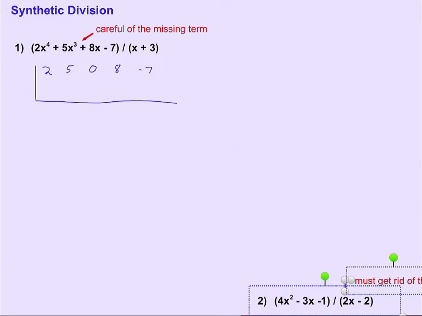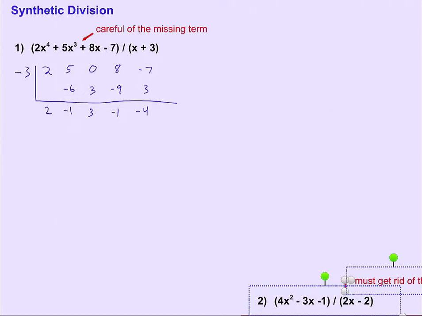And I'm dividing by x plus 3, which as far as we're concerned is x minus negative 3. And then we're going to do the multiply and add, multiply and add, multiply and add. Bring down the 2, 2 times negative 3. 5 and negative 6, and then negative 3 times negative 1. 0 plus 3, and then negative 3 times 3. 8 times negative 9, 8 plus negative 9, we're going to add, and then multiply, and then this time we have that number left over.